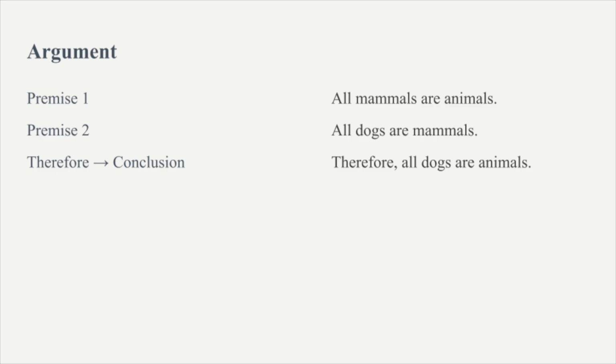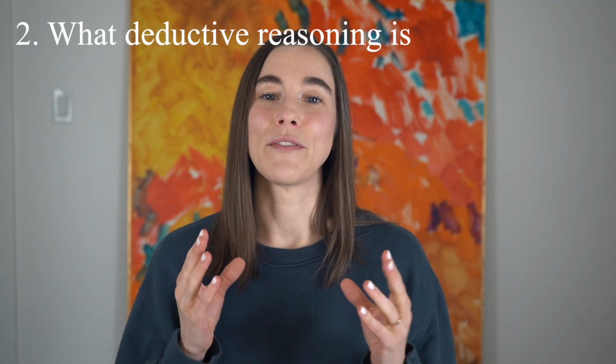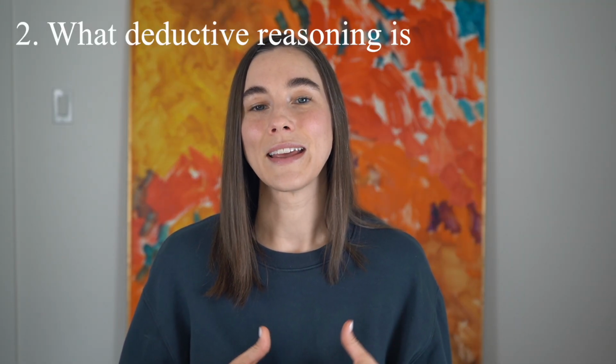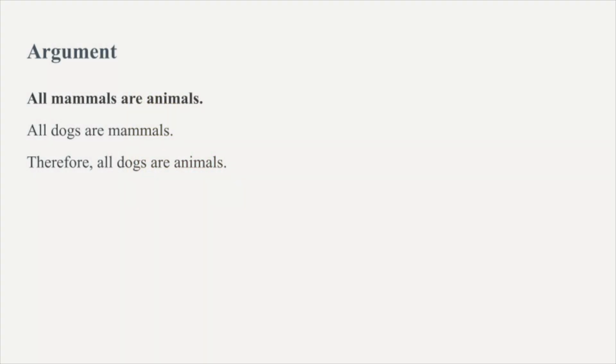Now, an argument can have one premise or it can have several, but in each case, reasoning moves from the premises to the conclusion. So now let's talk about how this structure relates to deductive and inductive reasoning. In deductive reasoning, if the premises of an argument are true and if the reasoning is valid, then the conclusion must be true. As an example, consider the rule from our earlier argument: all mammals are animals. If the second premise, all dogs are mammals, is true, then the conclusion that all dogs are animals must be true. It's not probably true, it's definitely true. We have certainty.